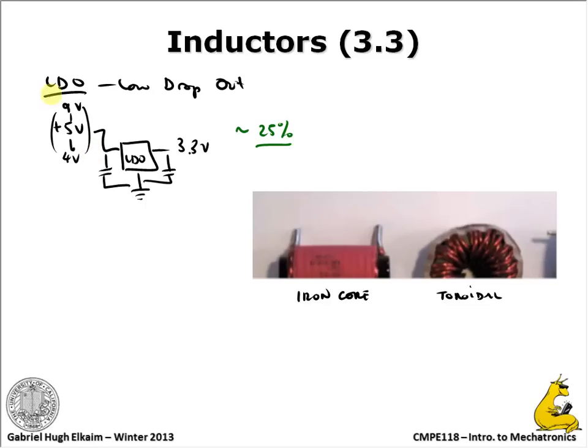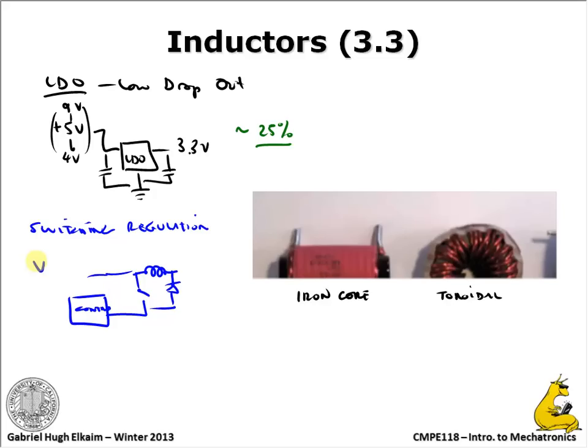Now, because these are inefficient, what they use instead is a switching regulator. A switching regulator has a control and essentially a little switch that goes on and off, with an inductor and a little diode, and VIN comes in here. By controlling this switch on and off, they charge up, basically creating a magnetic field in the inductor, and then collapse the field to give you the output.